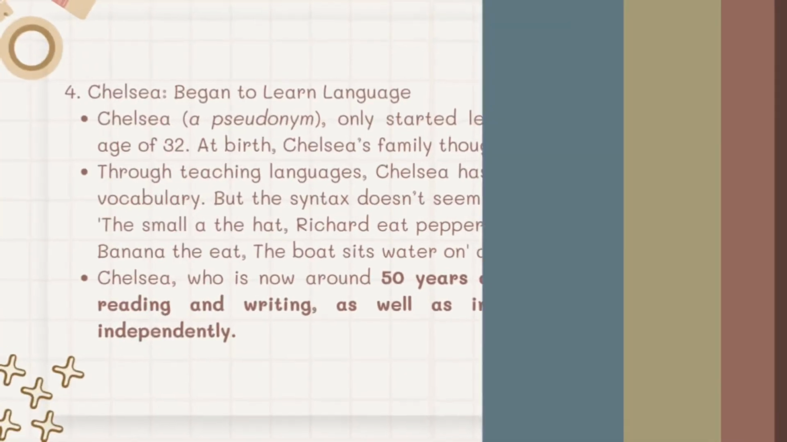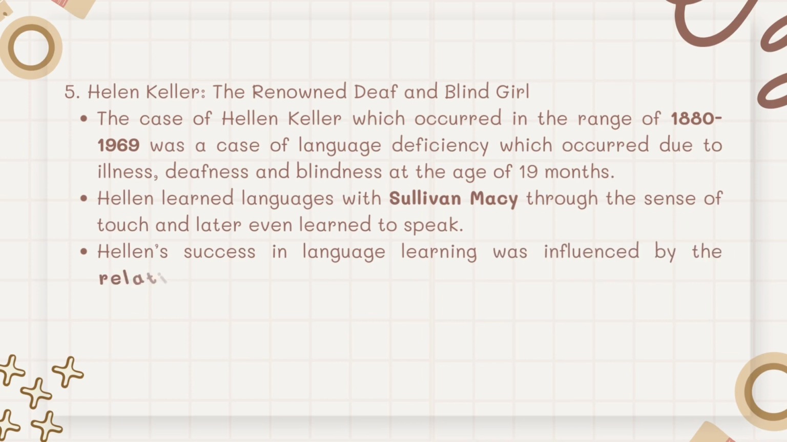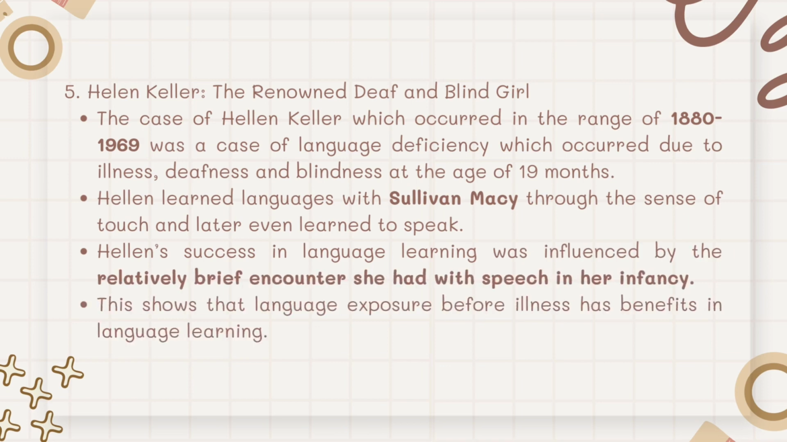The next is Helen Keller, the renowned deaf and blind girl. The case of Helen Keller, which occurred in the range of 1880 until 1968, was a case of language deficiency which occurred due to illness, deafness, and blindness at the age of 19 months.